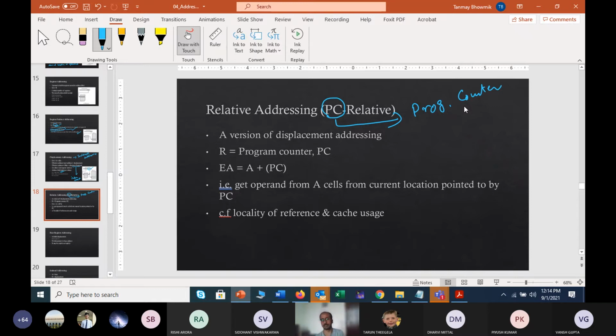and it takes the address of the next instruction. So in the case of the relative addressing mode, what will be your effective memory address? It will be the A version of displacement addressing, that is, the offset part, the initial part, and the content of the program counter. Both will be added to give you the effective memory address of this addressing mode. This is used in the case of locality of reference and cache memory. Once we touch cache memory, it will be discussed.